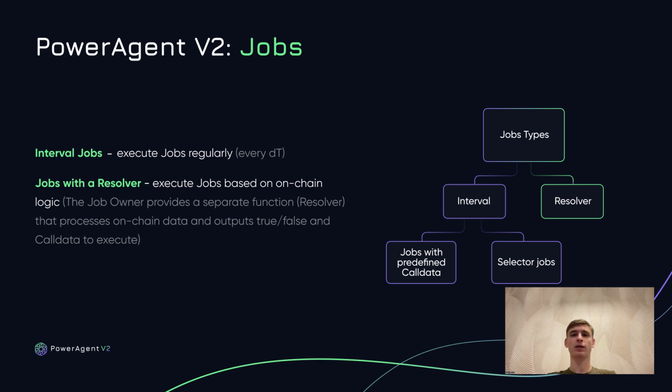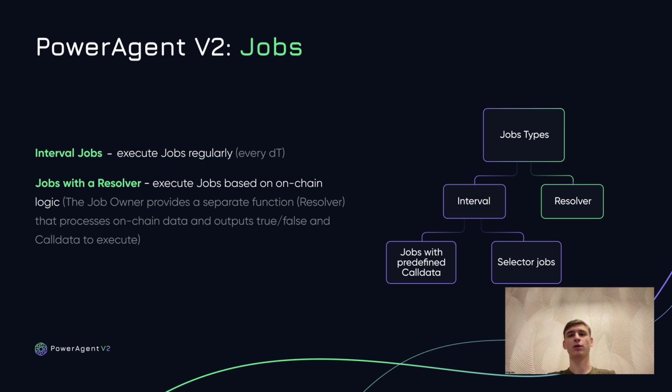The interval job is a time-based job, meaning it is executed once in a given interval. For example, in our case of harvesting yields from DEX, this would be a simple interval task. The resolver job is a complex job that depends on a separate function called resolver. It defines whether the task should be executed now and with what parameters.